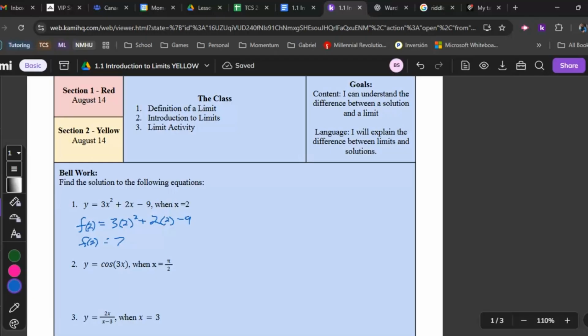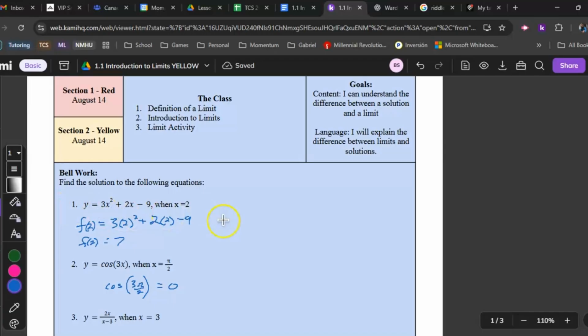All right, this one, same thing. I'm just plugging in pi over 2. So that means that what I'm really doing is finding cosine of 3 pi over 2. Who knows the unit circle well enough to know? 0, exactly. If you didn't know it, it's on the wall, right? It's back there. It's also up here, okay?